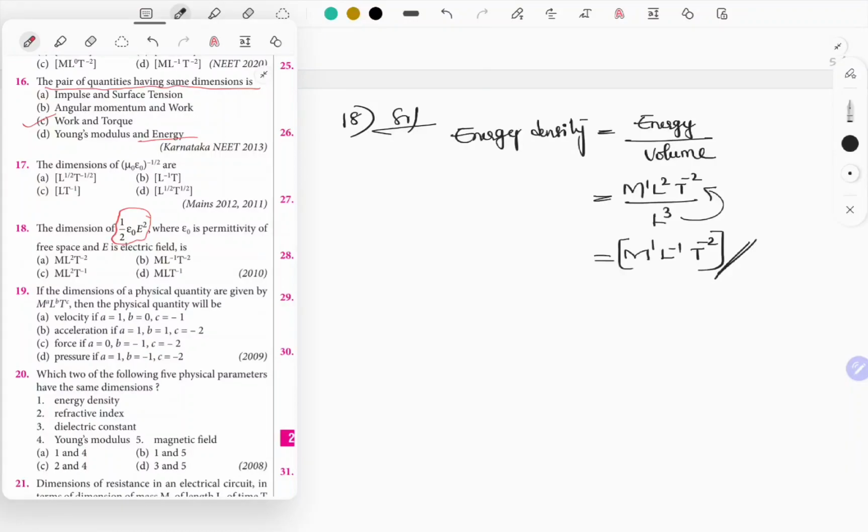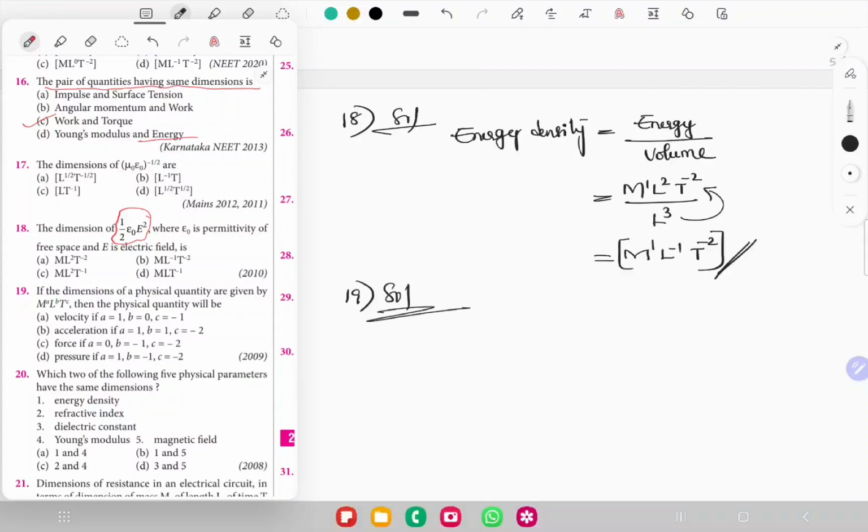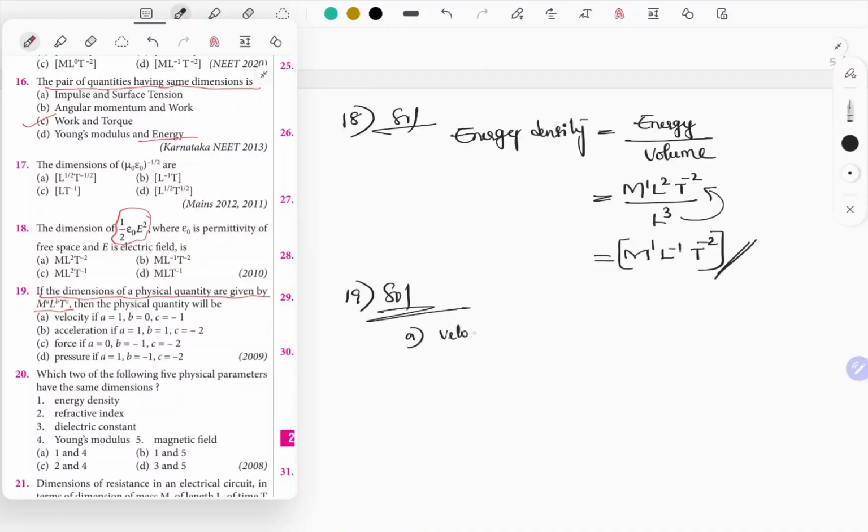Let's get into the next, 19th question. So look at the data they are asking. If the dimensions of a physical quantity are given by M power a, L power b, T power c, then the physical quantity is... Okay. Now in this case also, let me explain each and every option. Velocity: the dimensional formula for velocity is M power 0 L power 1 T power minus 1. That means here a is equal to 0, b is equal to 1, c is equal to minus 1.